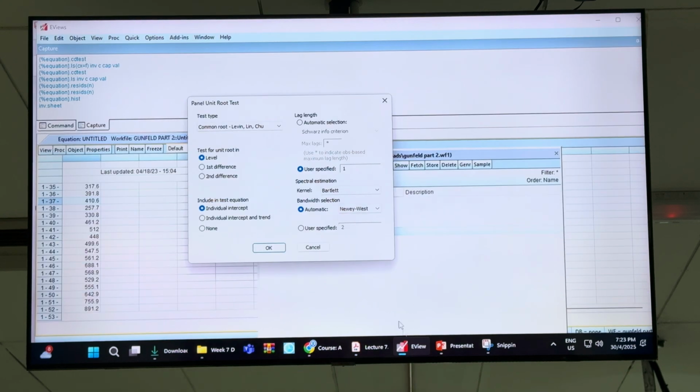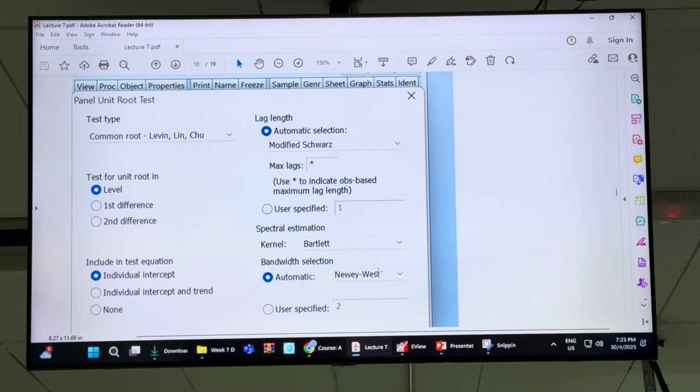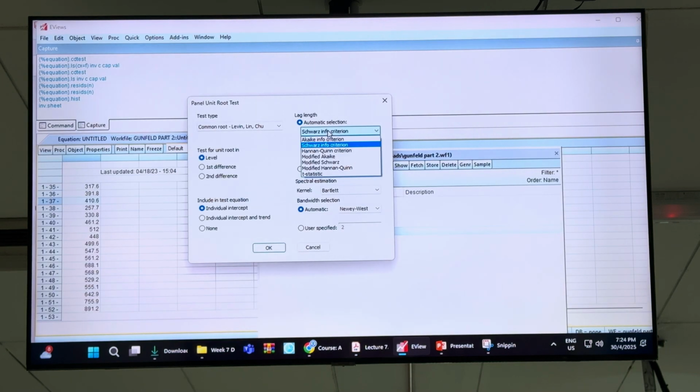Model selection criteria: I click on the automatic selection. When you scroll down here, there are a lot of model selection criteria, like you did in time series, right? Normally people will use AIC or SIC. So I use SIC, for example. I use the modified version, which means adjusting something to accommodate some limitation. I use modified SIC, the Schwarz information criteria.